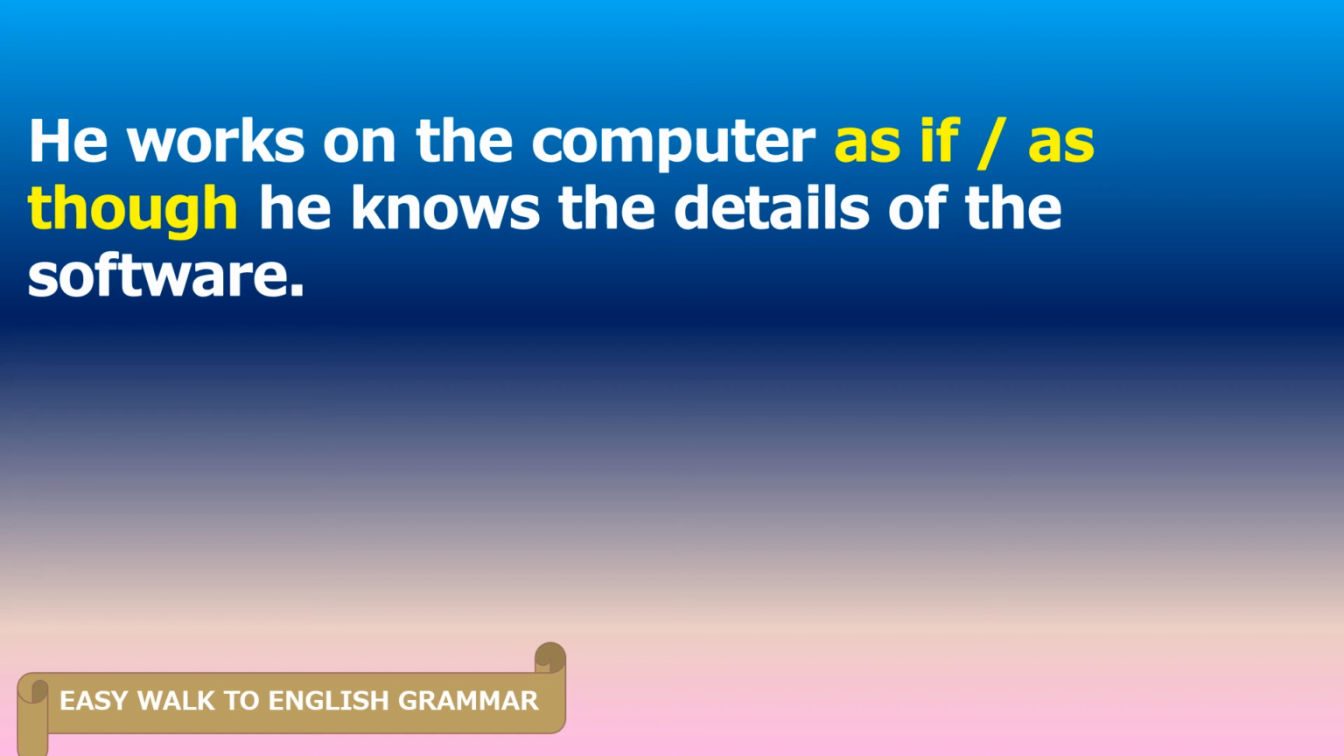If you have noticed our previous examples carefully, you would definitely have seen that in all those examples we used the past tense forms of the verb. But here we are using the present tense form of the verb along with as if or as though.